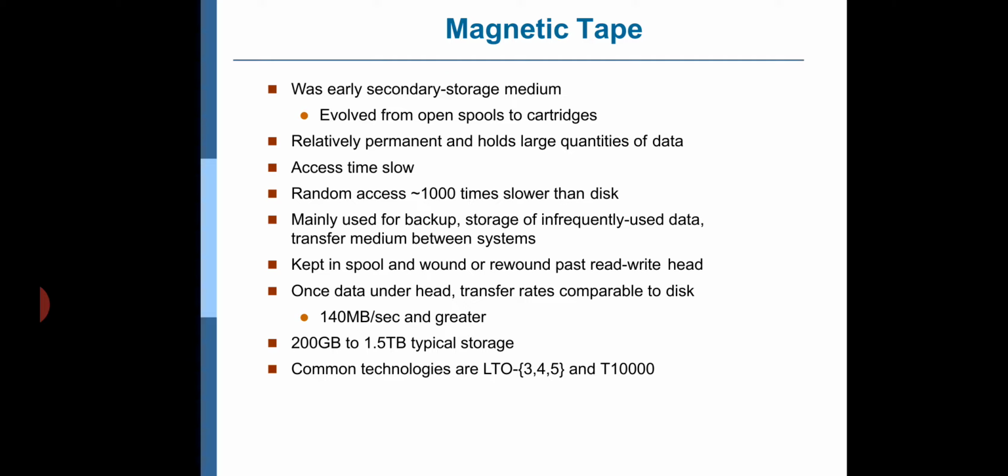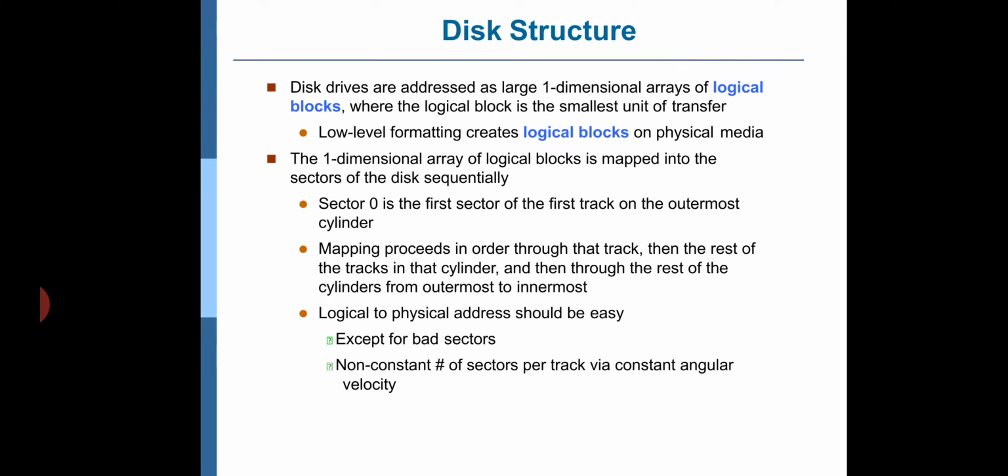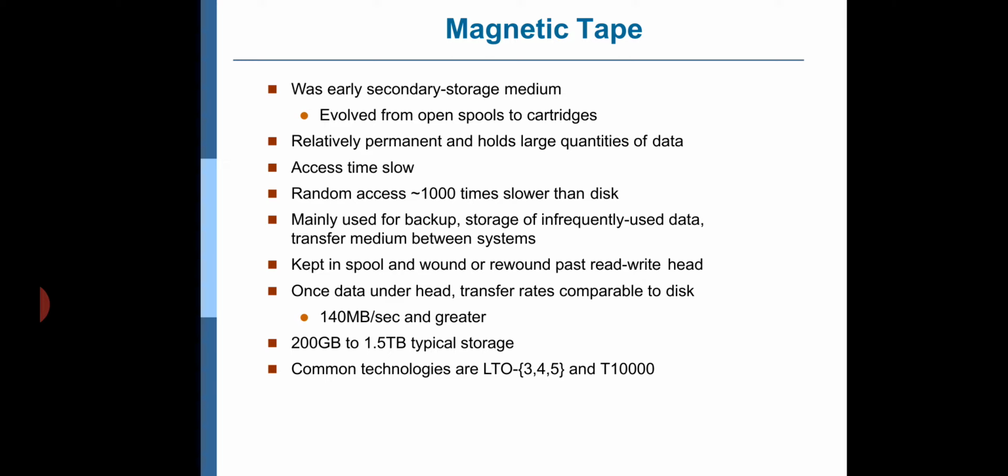It is kept on a spool and wound and rewound past a read-write head. Once the data is under the head, transfer rates are comparable to disk, 140 MB per second and greater, with 200 GB to 1.5 terabytes typically stored. Common technologies are LTO-3, 4, 5 and T10000. Here we are using magnetic tapes. One more thing, magnetic tapes are rarely used nowadays.